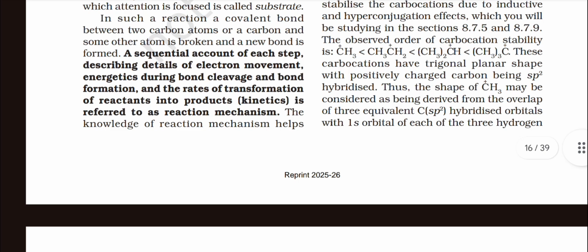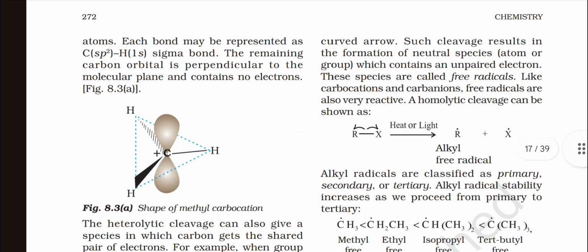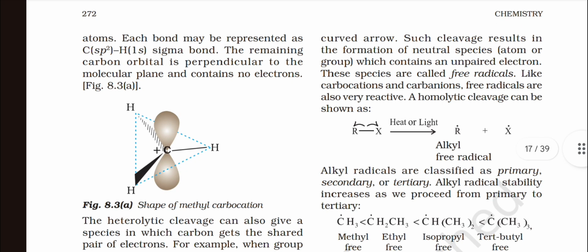These carbocations have a trigonal planar shape with the positively charged carbon being sp2 hybridized. Thus, the shape of CH3 positive may be considered as being derived from the overlap of three equivalent carbon sp2 hybridized orbitals with the s orbital of each of three hydrogen atoms. Each bond may be represented as a C sp2 to H s sigma bond. The remaining p orbital on carbon is perpendicular to the molecular plane and contains no electrons.